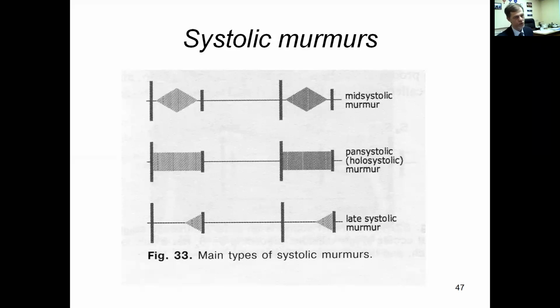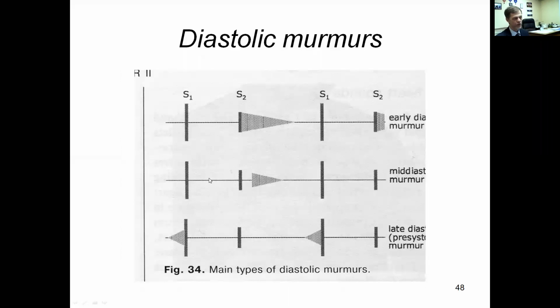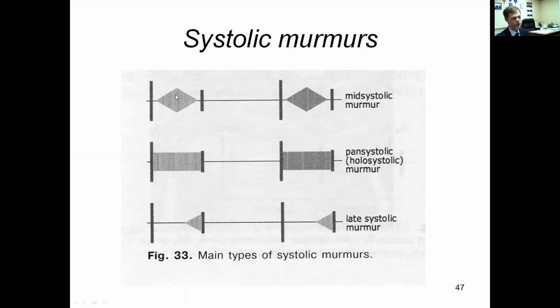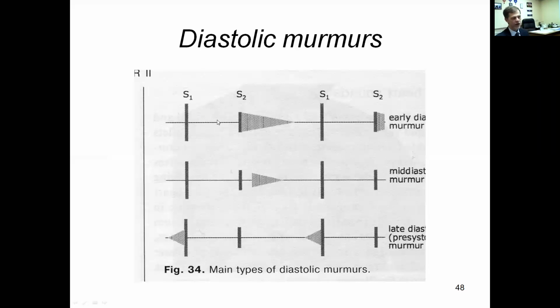We have two types of noise: systolic murmurs and diastolic murmurs. From the name, it's clear that a systolic murmur happens during systole, between the first and second sound. You see, first sound, second sound, and between these two sounds we have some noise. This is a systolic murmur. A diastolic murmur appears between the second and first sound during diastole. Again, if a murmur happens during systole, it is a systolic murmur; if it happens during diastole, it is a diastolic murmur. It's clear.